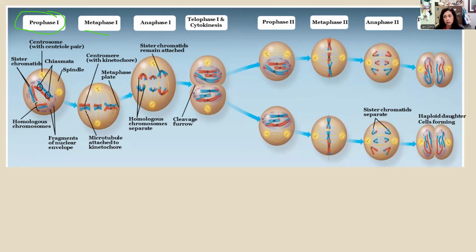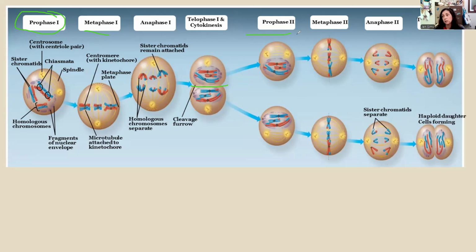Those homologs line up on the metaphase plate. In anaphase, the homologs, they're still sisters, but the homologs separate and go to their opposite poles, and then we split them equally. Now look, we have two cells that come out of that. Now we're going straight into meiosis 2.